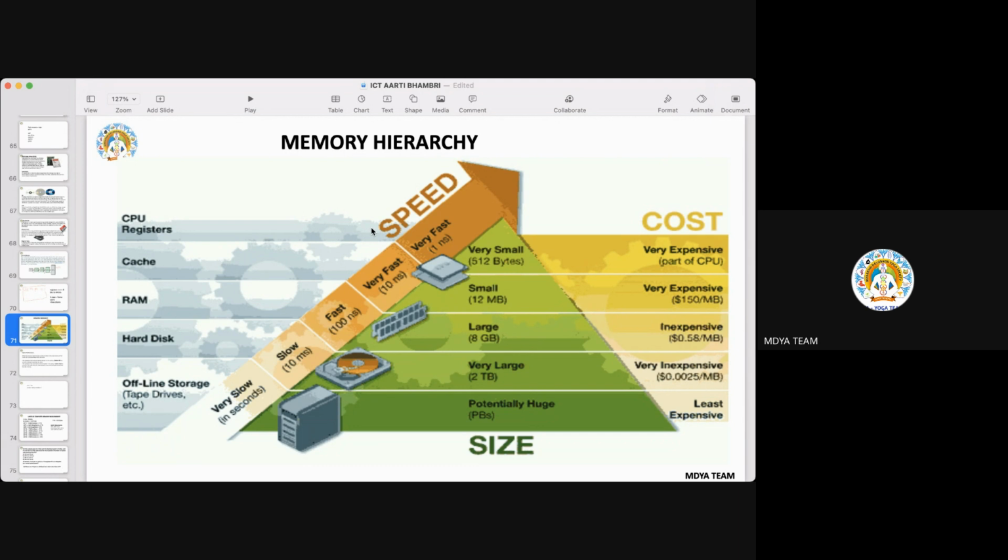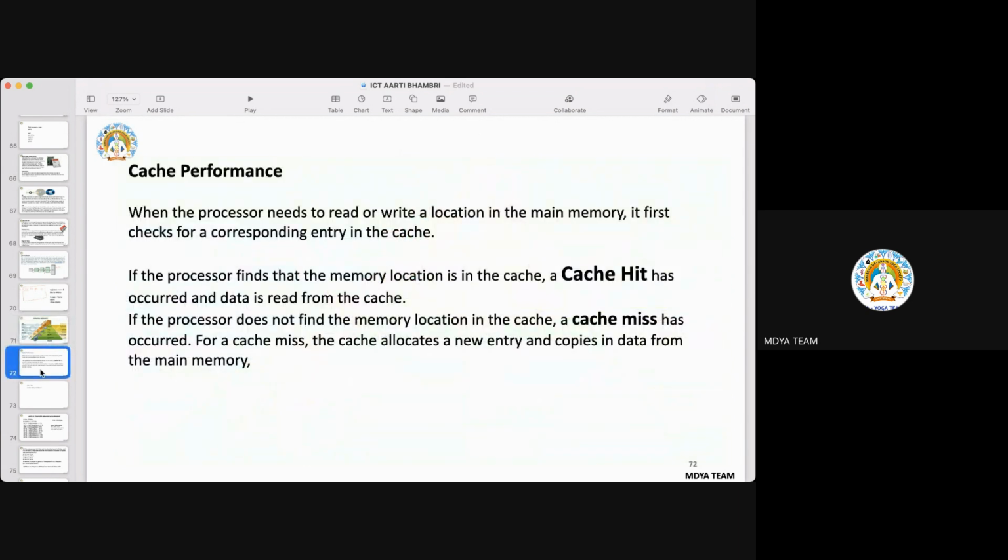Now, as compared to cost, the registers, which are very fine and very small, are very, very expensive. All right. And the external or secondary storage devices, as compared to RAM, hard disk or cache memories, are cheaper. So just remember this diagram. It is very, very useful and important as well.